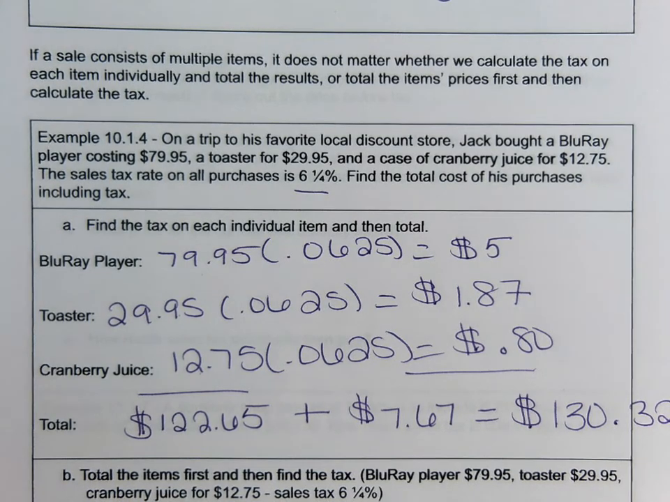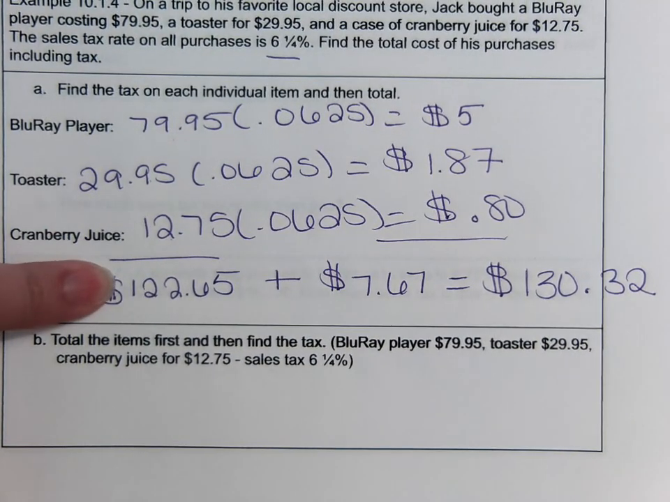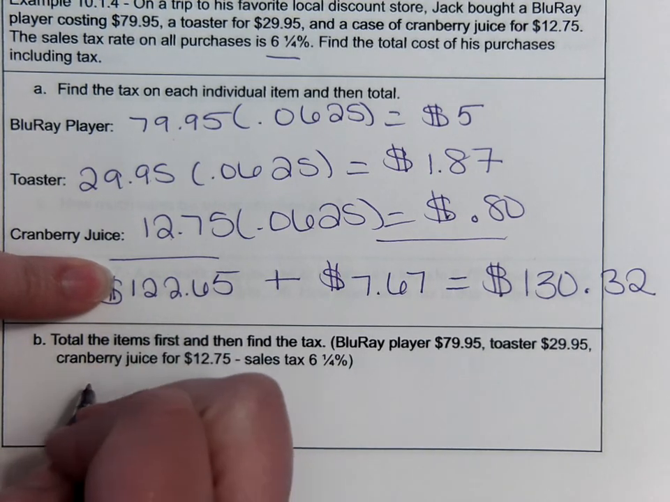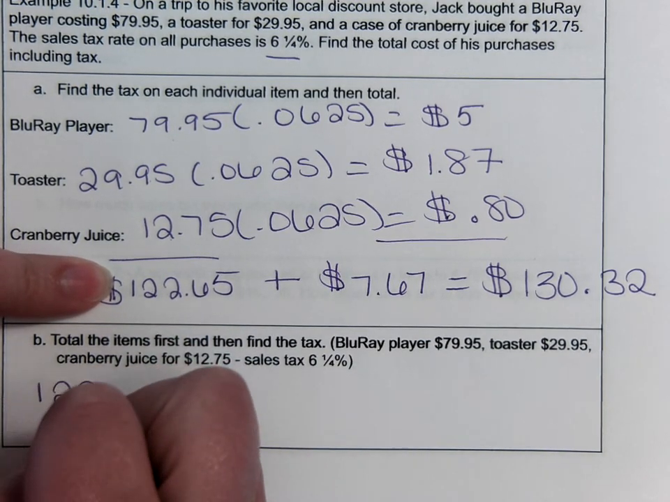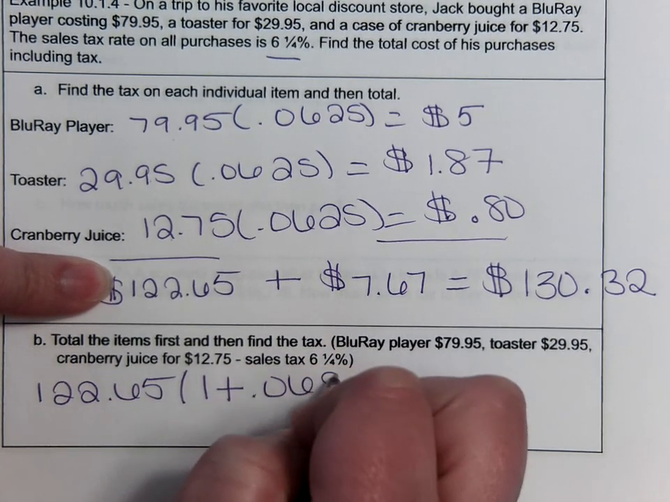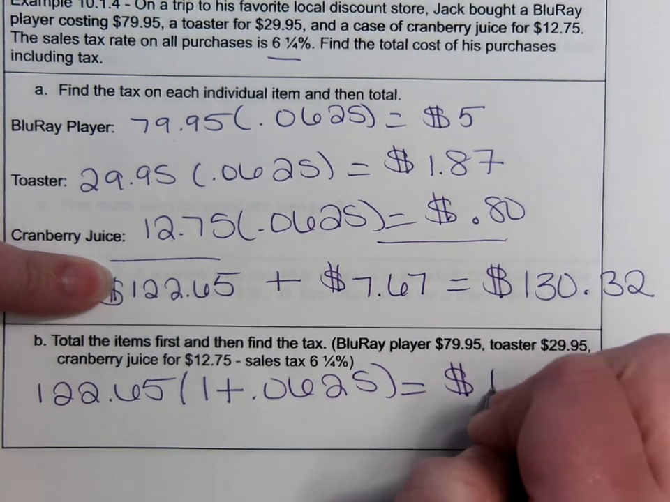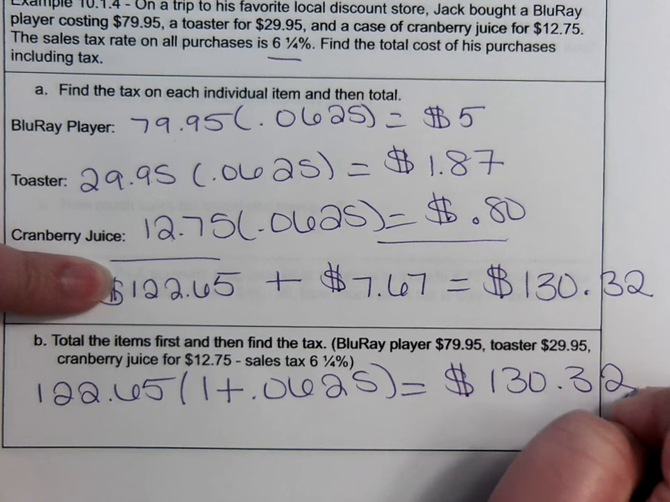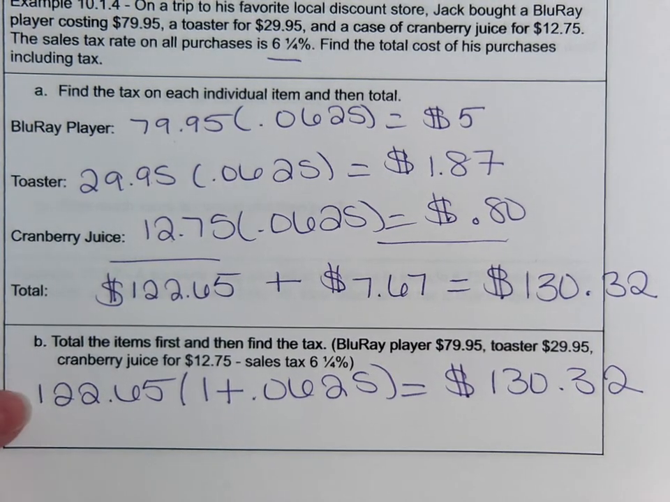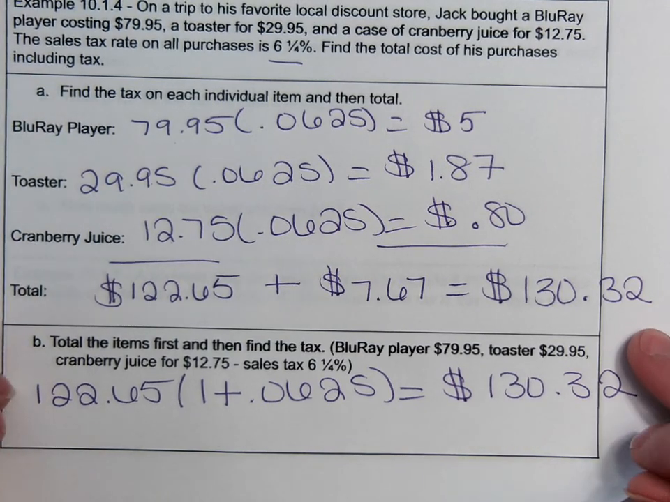Or instead of going step by step by step, you could first total all the items together, right? Which we know is the $122.65, and do the 1 plus our rate, which will bring us directly to the $130.32. Looks like a whole lot less work to me. But if you want to do it the long way, do it the long way.